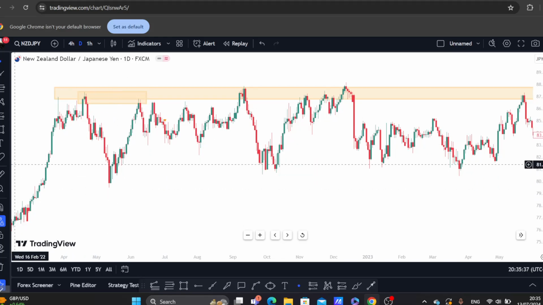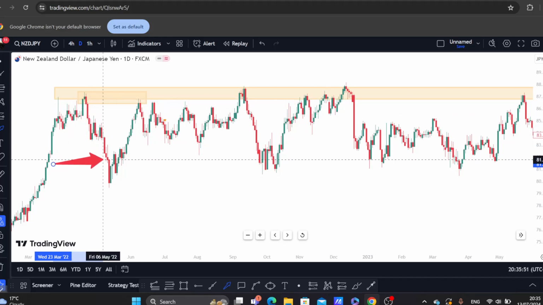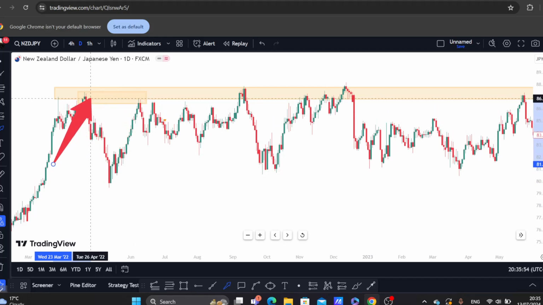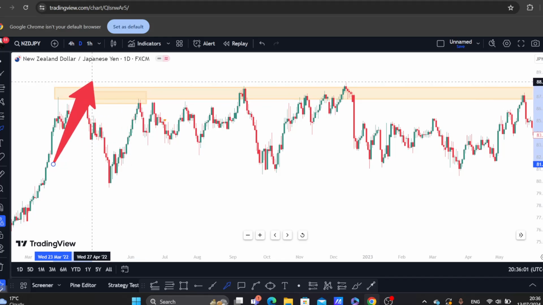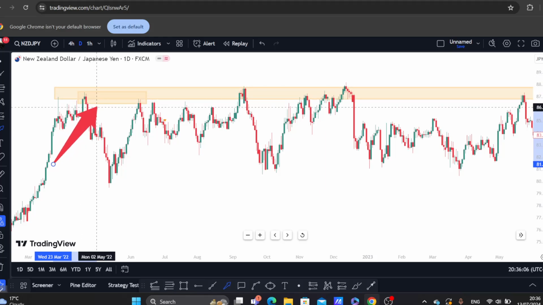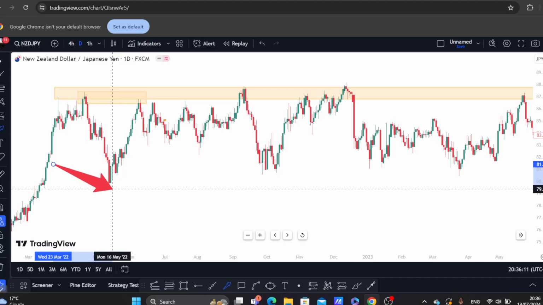When we had this push to the upside, we had a rally base drop. You can see the big drop. If you're a supply and demand trader, once we had this push back to that level, you will go short. And when you go short, where would you put your stop loss? Above the supply zone, right? And your target certainly is that low.